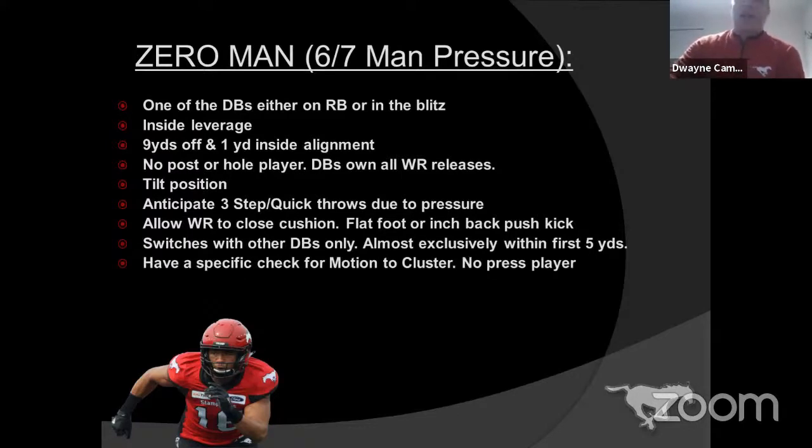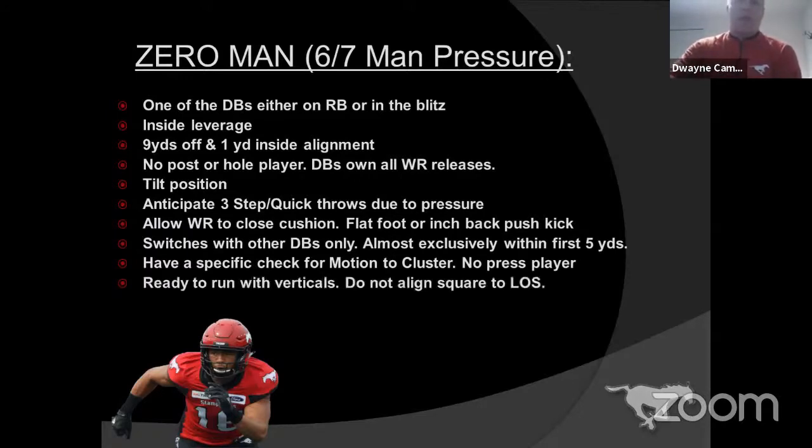And then have a specific check for a motion to cluster. We don't want to have any kind of player down at the line of scrimmage in press, bump and run coverage if we get a motion to cluster here. So make sure your check in that situation is to have all three guys off the line of scrimmage so that we don't get caught beat deep. And then be ready to run with verticals. And the last thing, as I mentioned earlier, do not align square to the line of scrimmage.